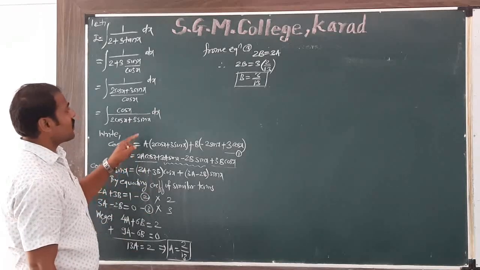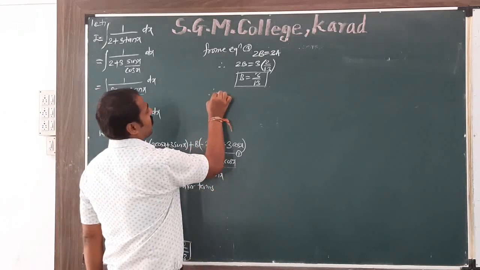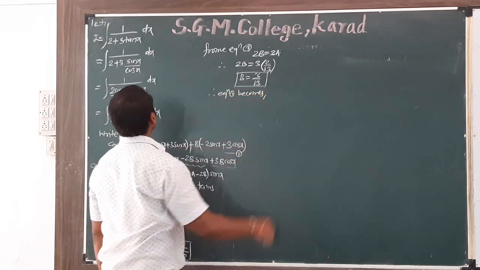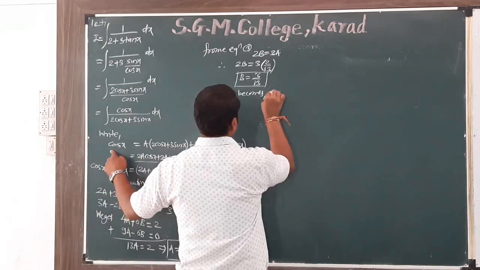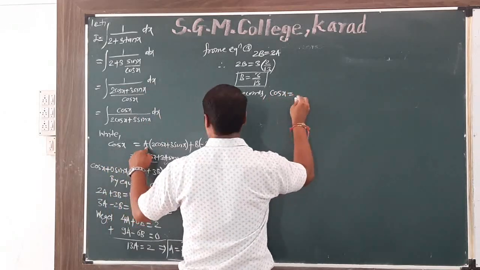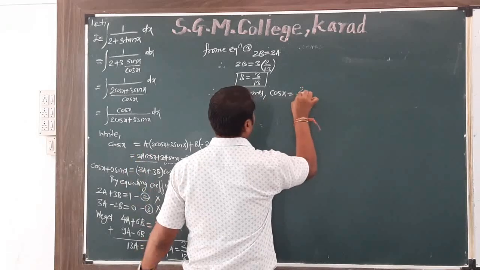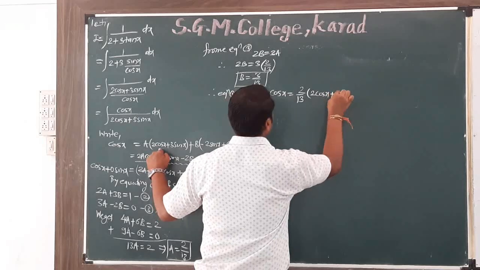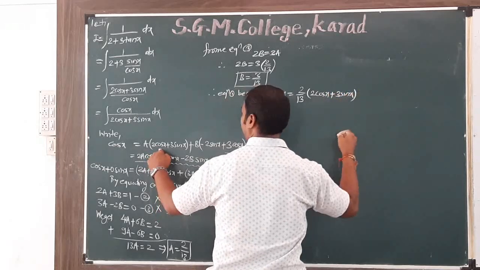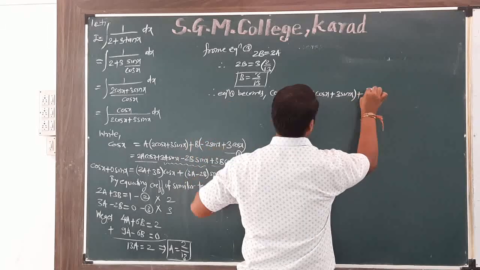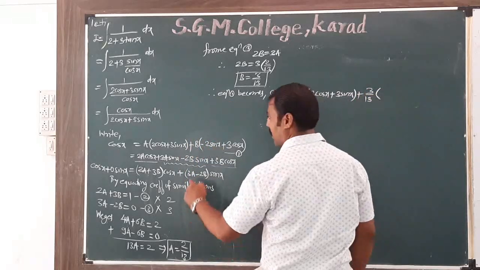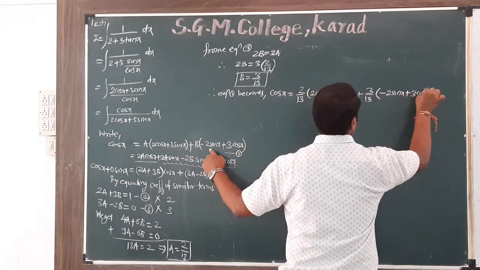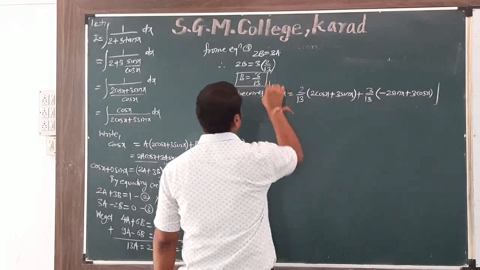Putting the values of a and b in equation 1. Equation first is cos x is equal to a. What is the value of a? 2 divided by 13 into 2 cos x plus 3 sin x, plus b. The value of b is 3 divided by 13 into minus 2 sin x plus 3 cos x. Here is our numerator.